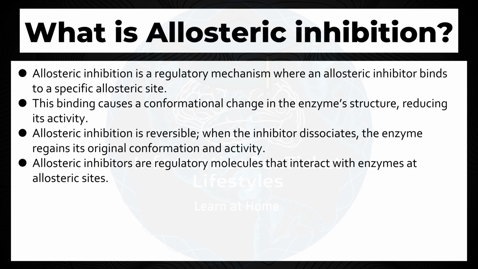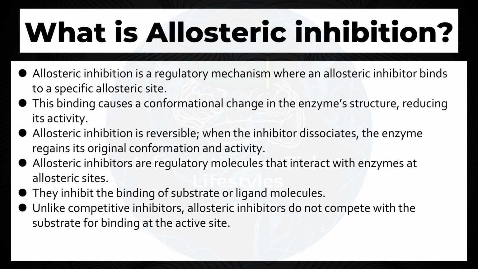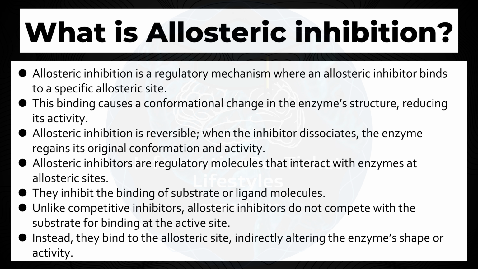Allosteric inhibitors are regulatory molecules that interact with enzymes at allosteric sites. They inhibit the binding of substrate or ligand molecules. Unlike competitive inhibitors, allosteric inhibitors do not compete with the substrate for binding at the active site. Instead, they bind to the allosteric site, indirectly altering the enzyme's shape or activity.